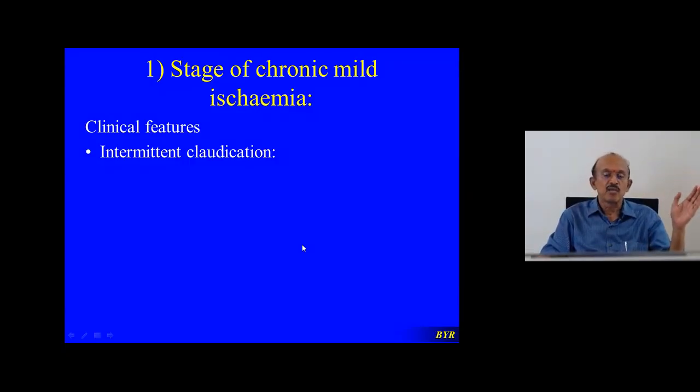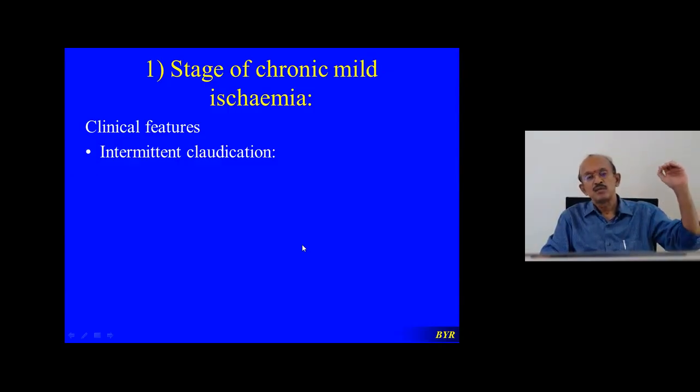He sits somewhere or stands idle like that for 3 minutes or 5 minutes. Then again he starts walking. Then again he stops. Then again he starts walking. So there is intermittent limping. The limping is because of pain in the muscles. So that is why it is called intermittent claudication.